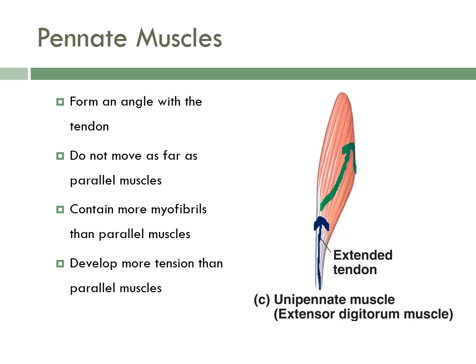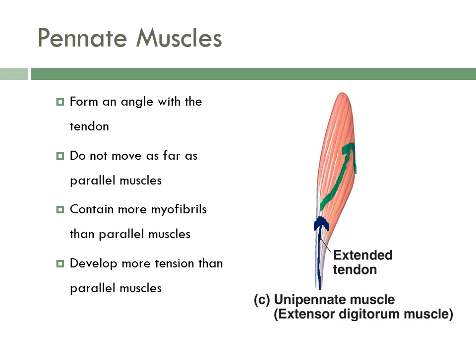They don't move as far as parallel muscles because it's less efficient to pull on an angle from the tendon. They contain more myofibrils than parallel muscles, so they can develop more tension. Even though they don't move as far, they can develop more tension.